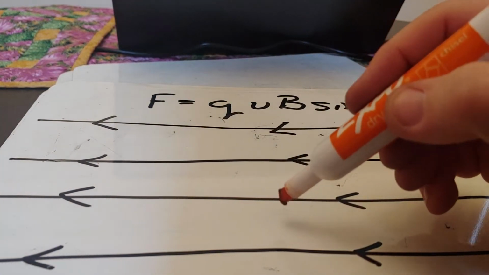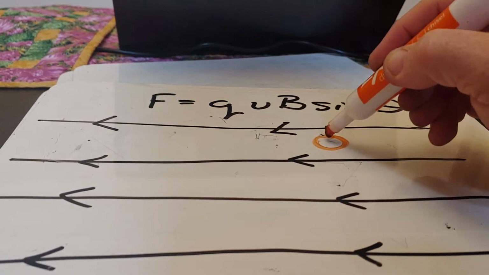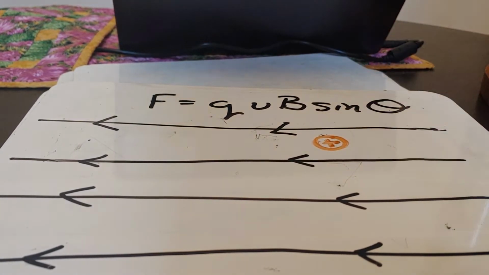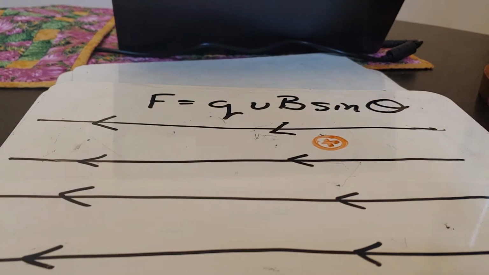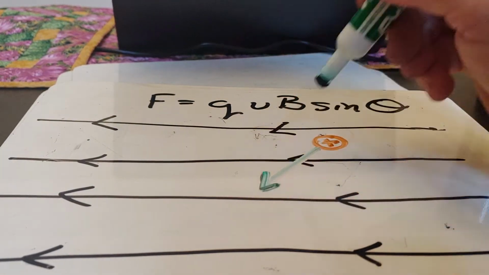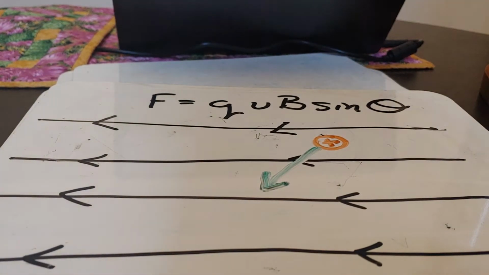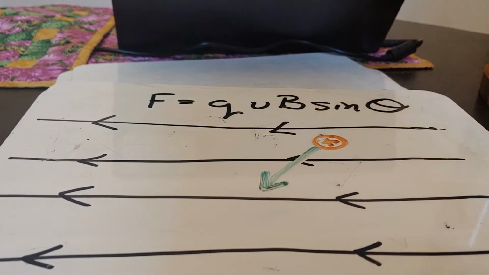So let's imagine a charged particle. We'll make it a positively charged particle that is moving with a velocity, and I'll pick a direction for it to be moving. Let's say that way in this magnetic field. As that charged particle moves in that direction, it feels a force. This equation describes the magnitude of that force.